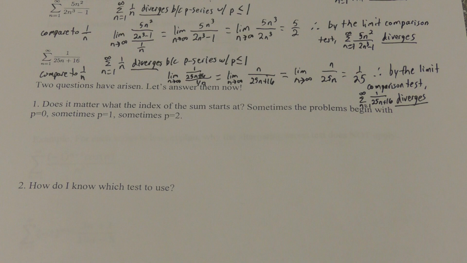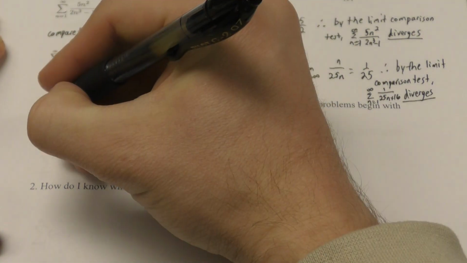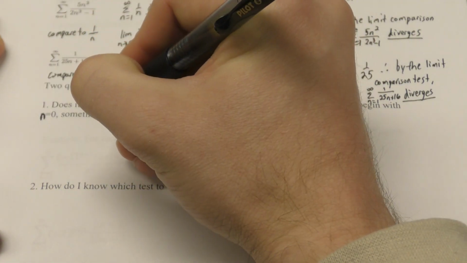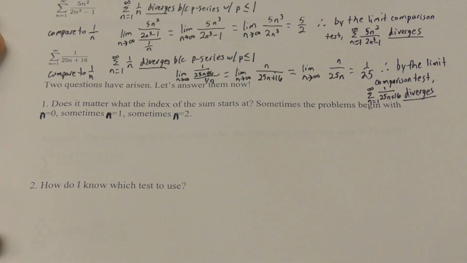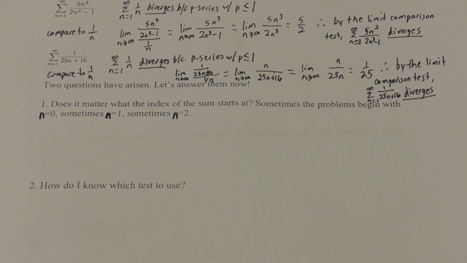One is, does it matter what the index of the sum starts at? Sometimes problems begin with n equals 0, sometimes n equals 1, sometimes n equals 2. I'll change that on the PDF. This is a very good question, and I appreciate how perceptive you are in looking at that.